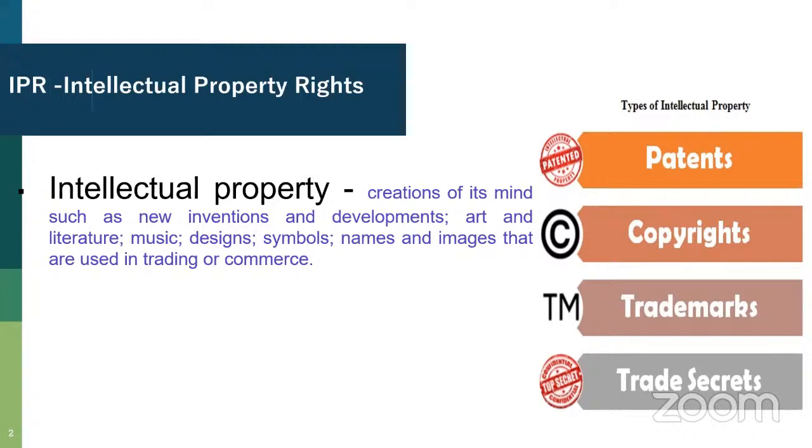According to the government, intellectual properties are divided into different categories, because our mind can invent new things, create new innovations, design unique designs, or write and create new music. All these things are creations of the mind, but they do not come under a single IPR. They are divided into different categories. That is why we have different types of intellectual property.